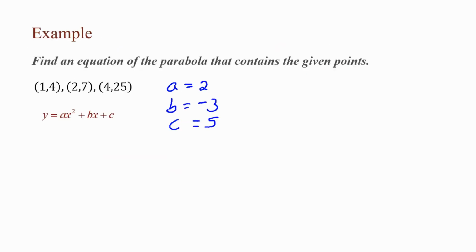Now that I know my a, my b, and my c, I can write my equation of the parabola. y equals 2x squared minus 3x plus 5. The equation of the parabola that contains (1, 4), (2, 7), and (4, 25) is y equals 2x squared minus 3x plus 5. We can check this by substituting, or we can check this by graphing the parabola.